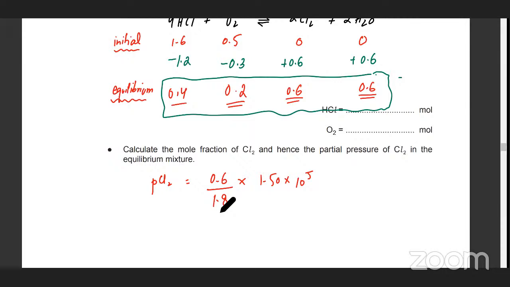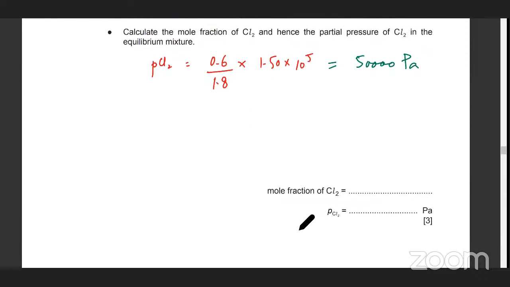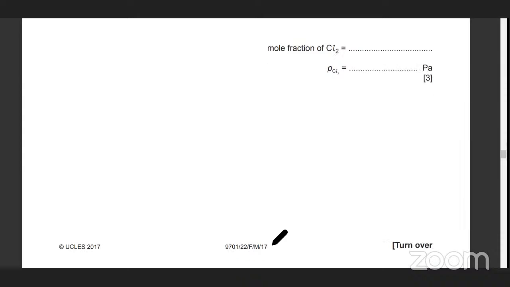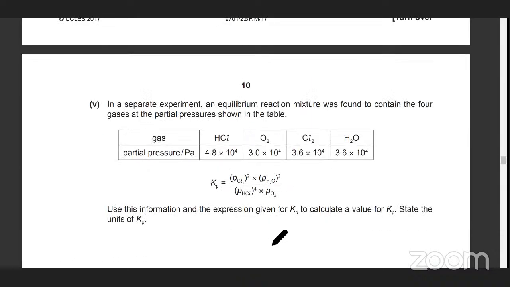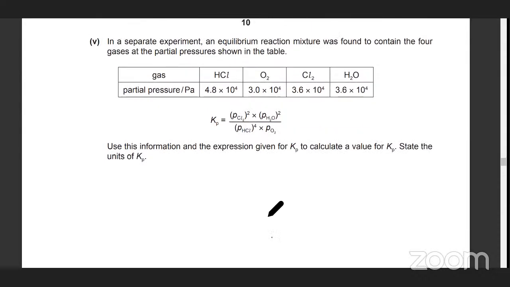I'm getting 50,000. The end result is 50,000 pascals. So we found both values. And the next part, he's pretty much given you everything. He's asking to use the expression given for Kp to calculate a value for Kp and state the units of Kp. So you just have to put in these values. That's it.